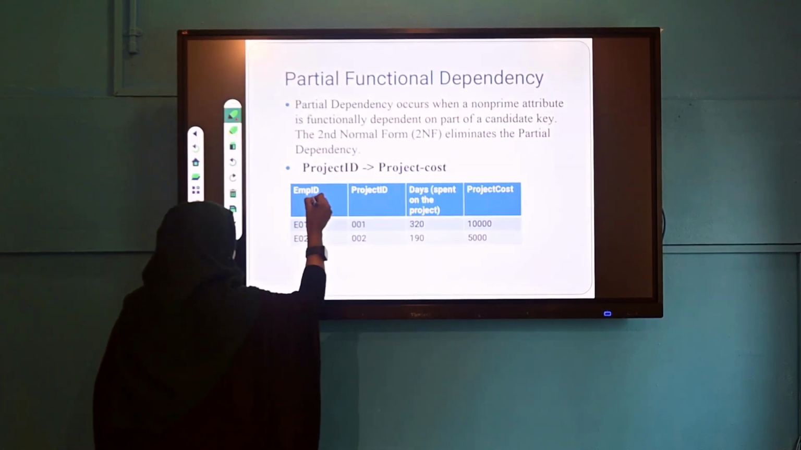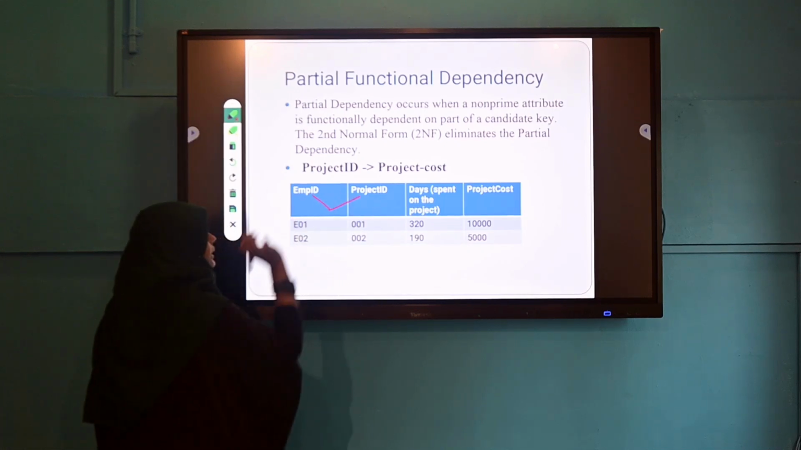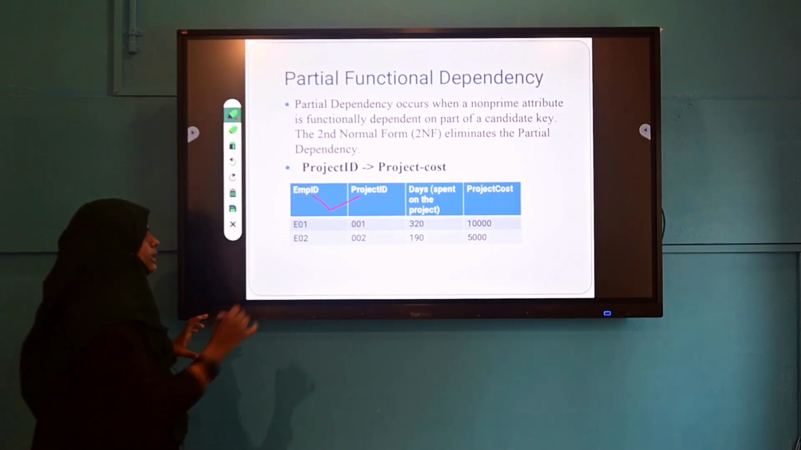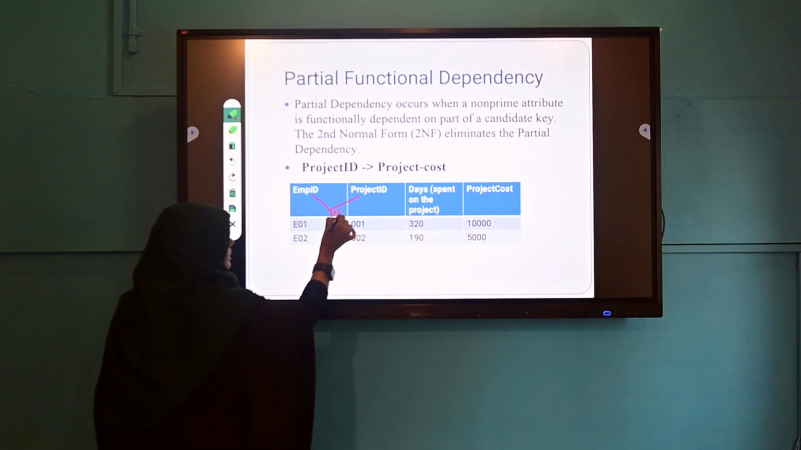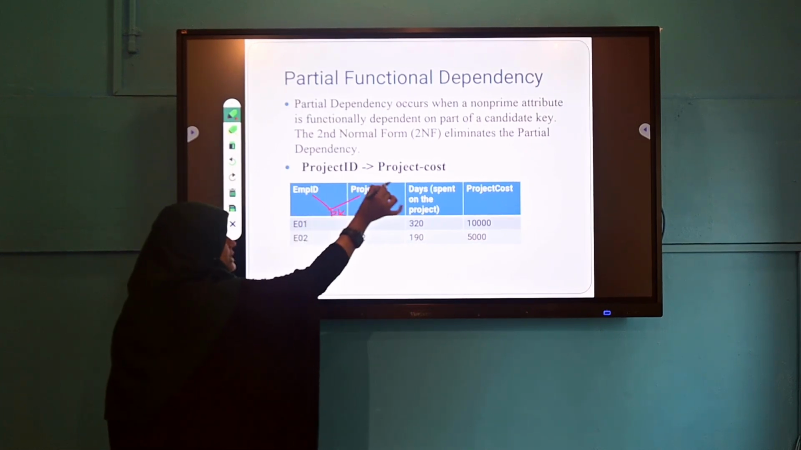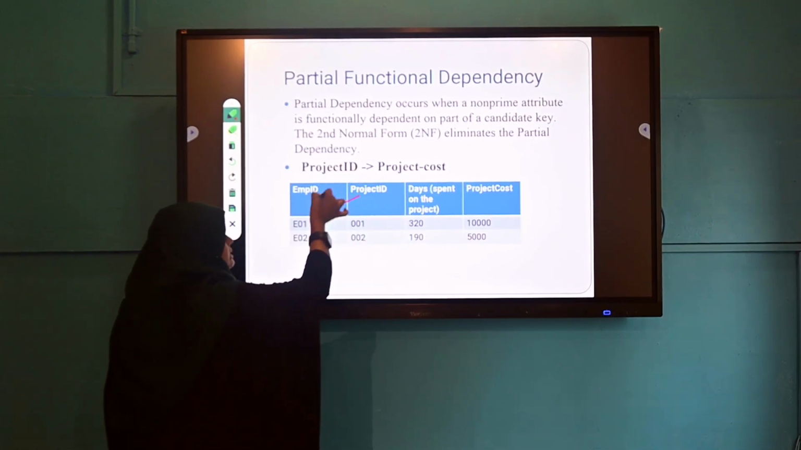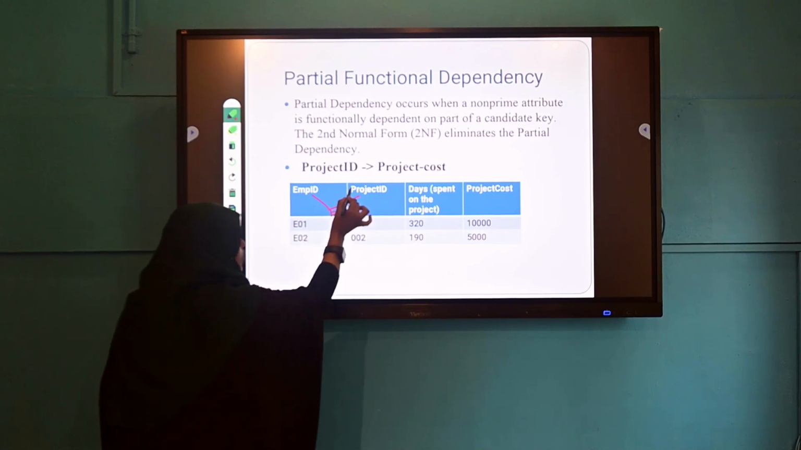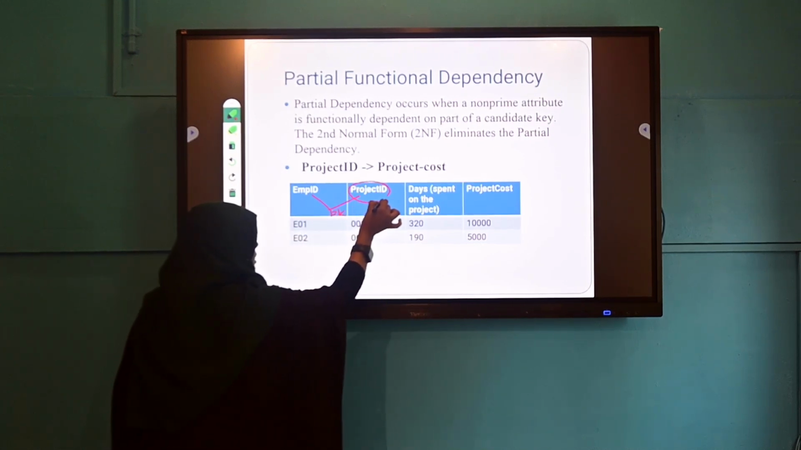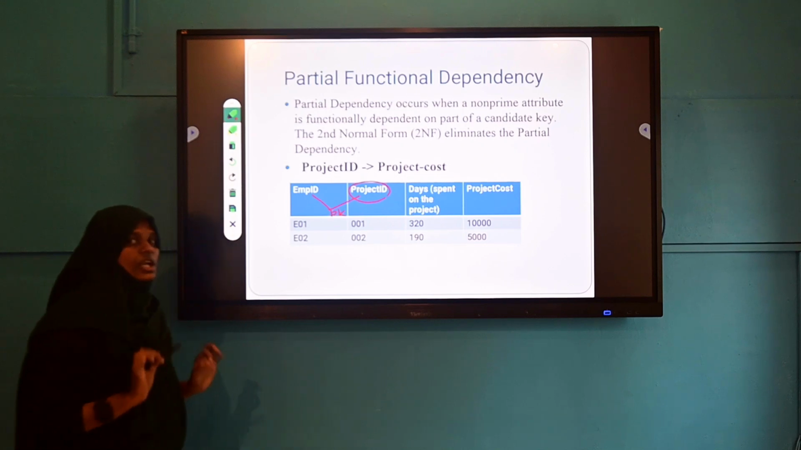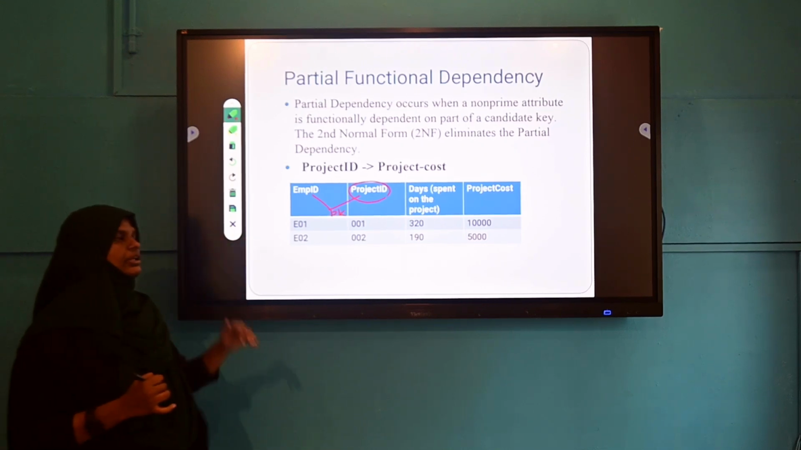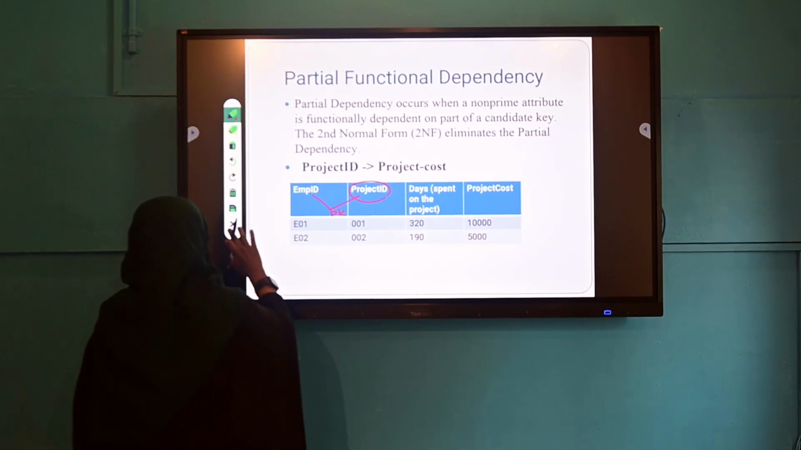because here employee ID and project ID gives the primary key. Then if project ID gives project cost, it partially depends on the primary key. That means only one part of the primary key is used in this functional dependency. So we can say that it's a partial functional dependency.